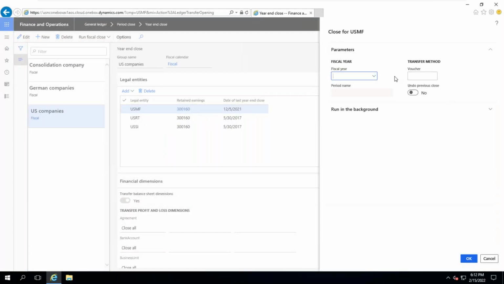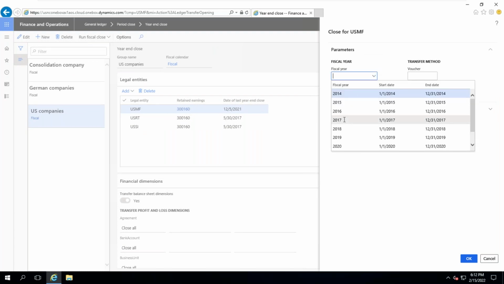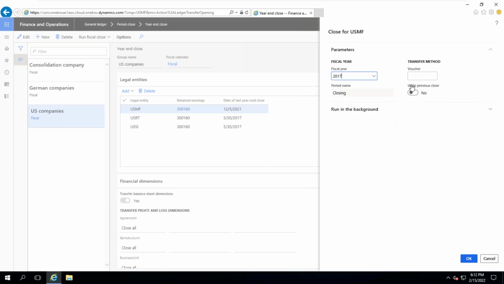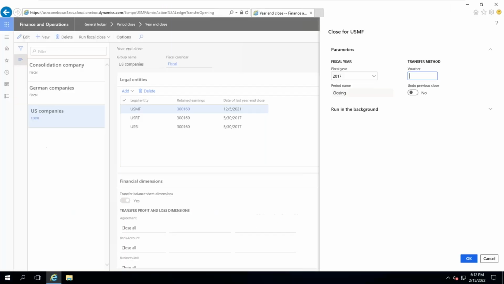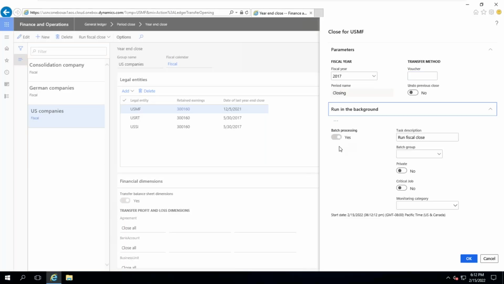Then it will open. For which year you want to close, you can select, and you can give one number and execute. Here there is a checkbox, Undo previous close. What does this mean? You can execute this process n number of times. It is a simple batch job. You cannot execute it normally, batch job only. You can click OK, it will execute.